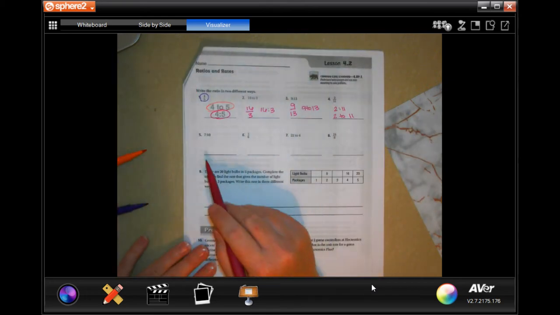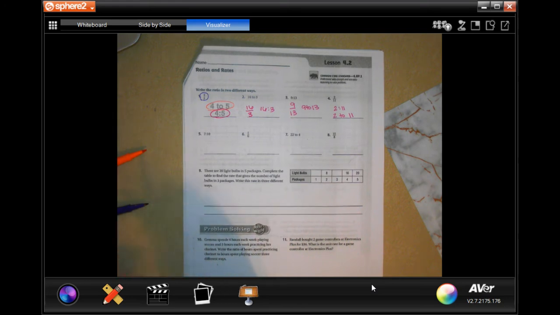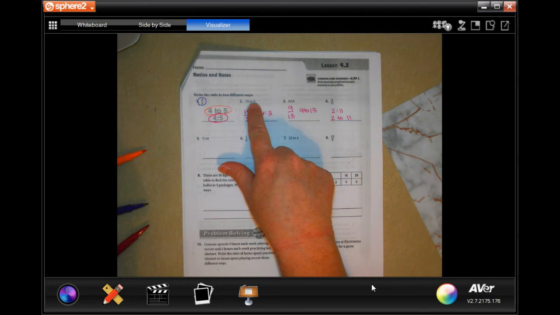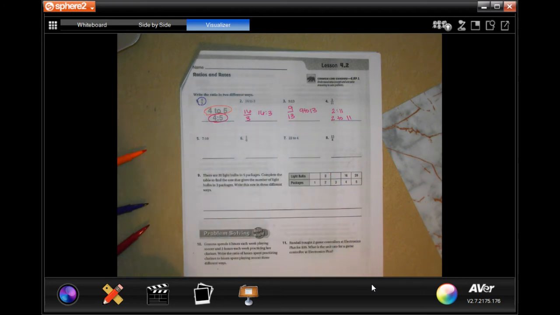You guys do 5 through 8. There's the three ways you can write it. Whatever way's up here, that means you're going to write it the two other ways. Super easy, guys.